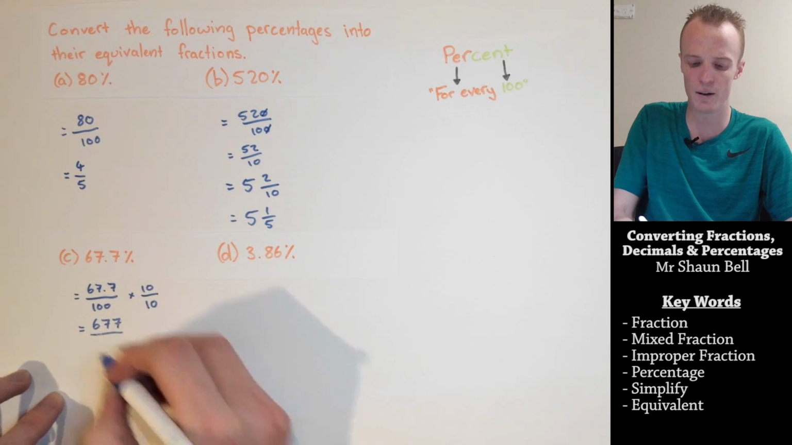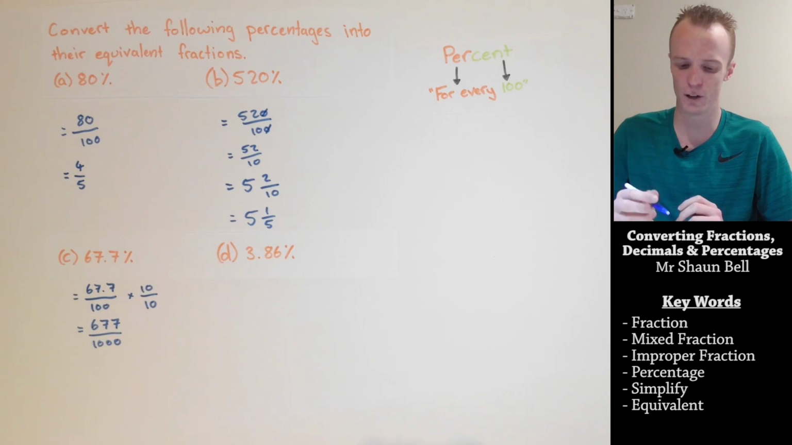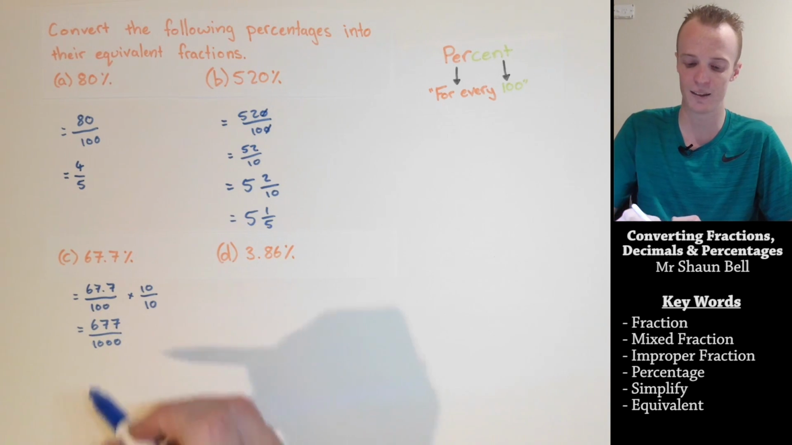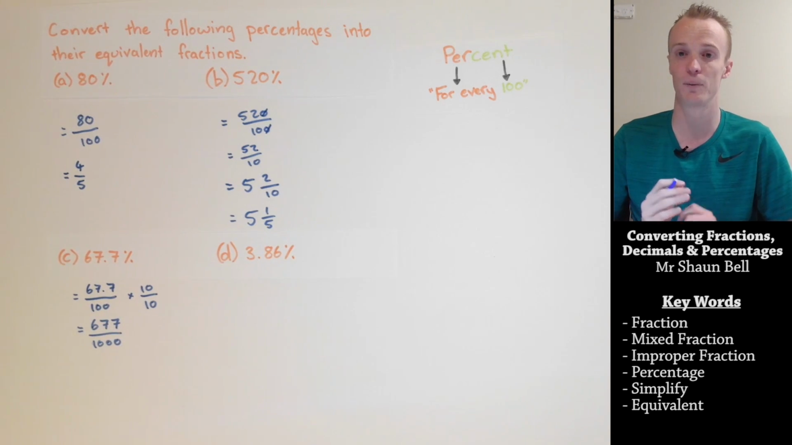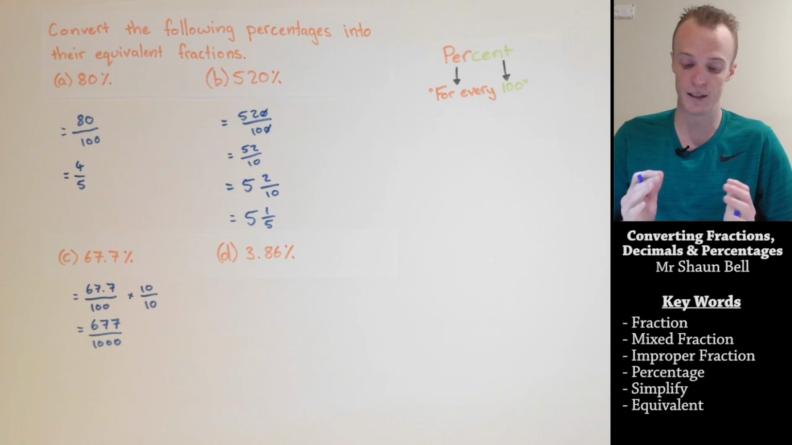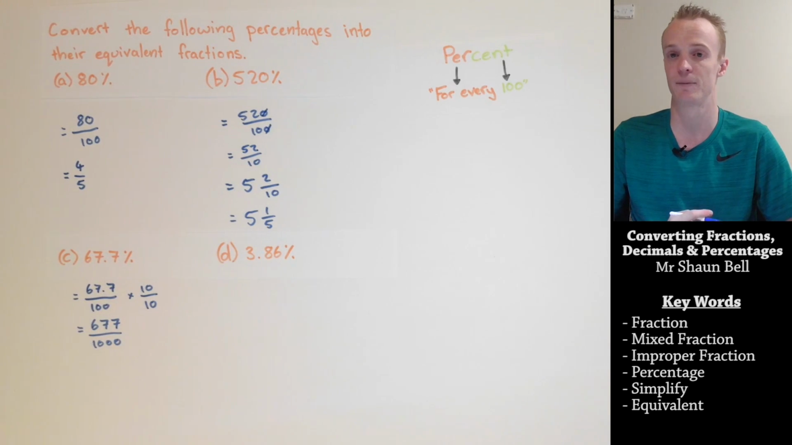677 divided by 1000. Now once we've got this, we've got to look to see whether we can simplify this fraction. Now I can tell you that this fraction is already in simplest form. So 67.7% is the equivalent to 677 over 1000.